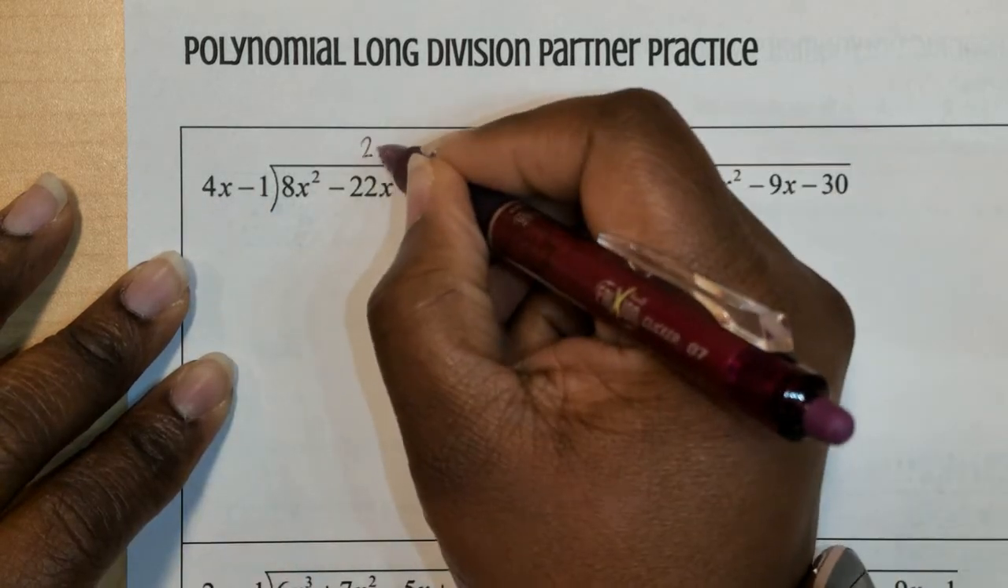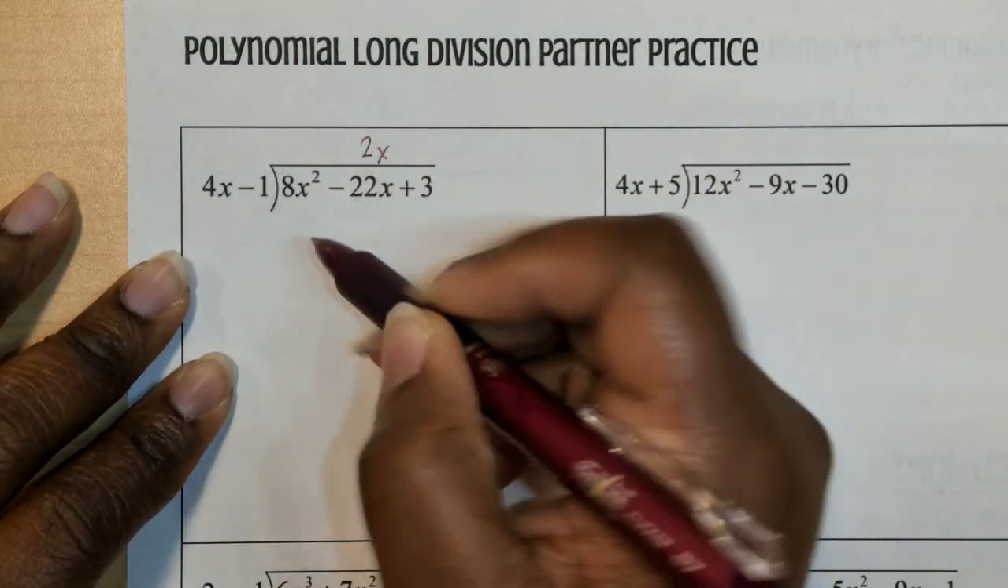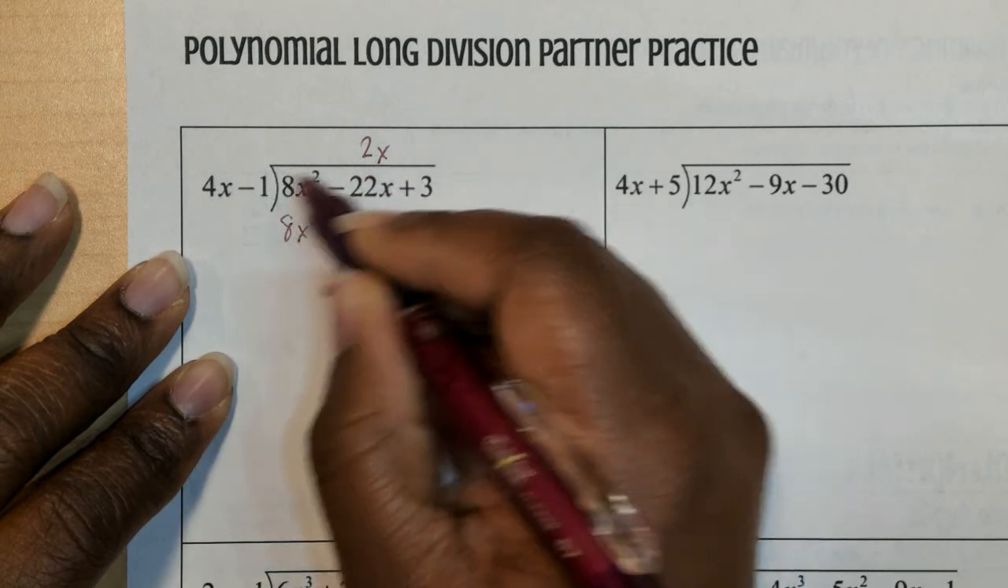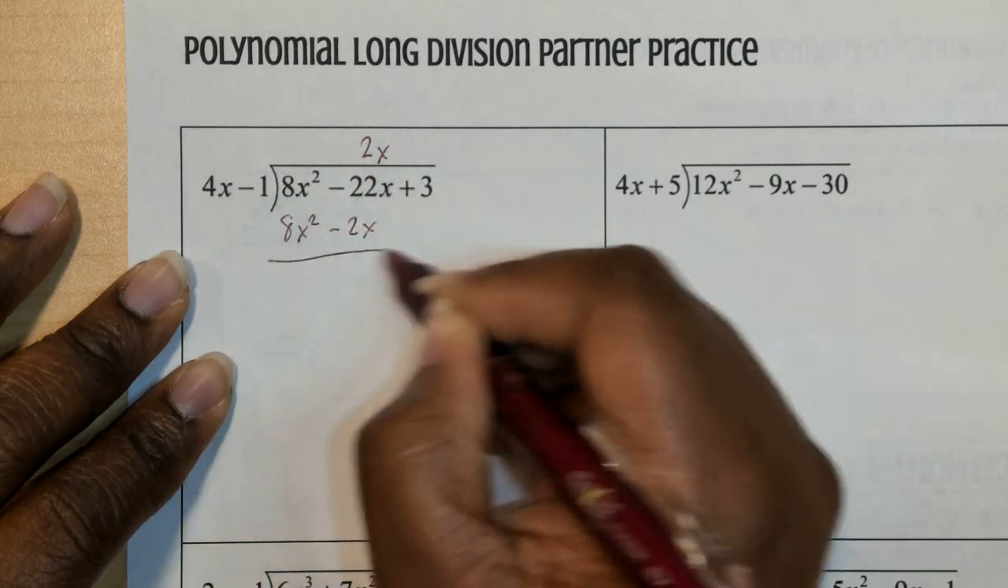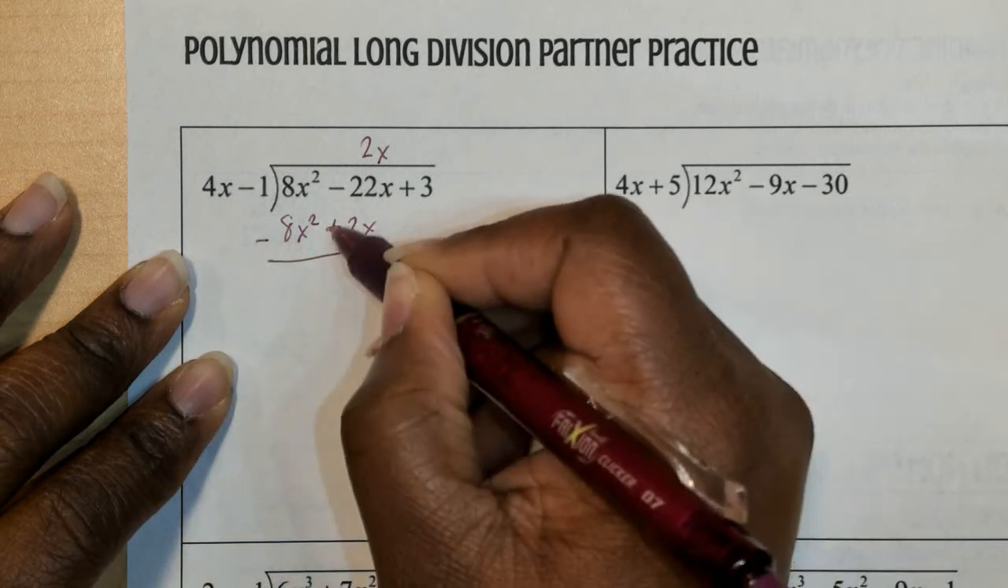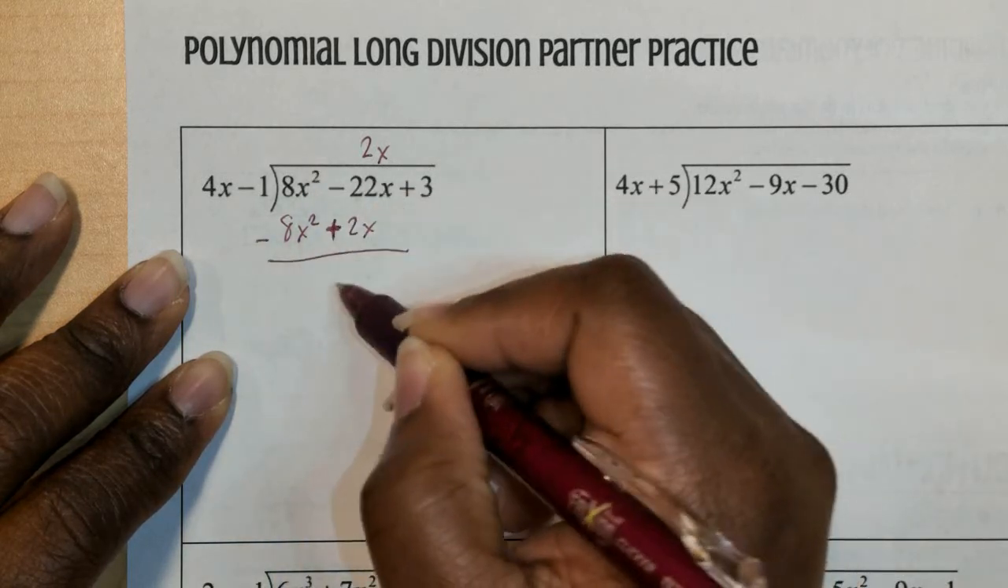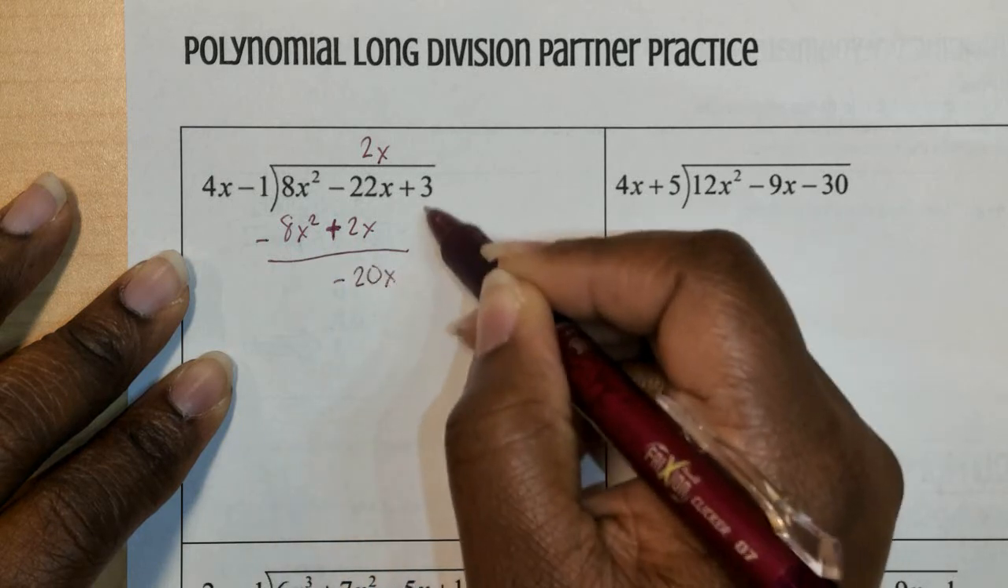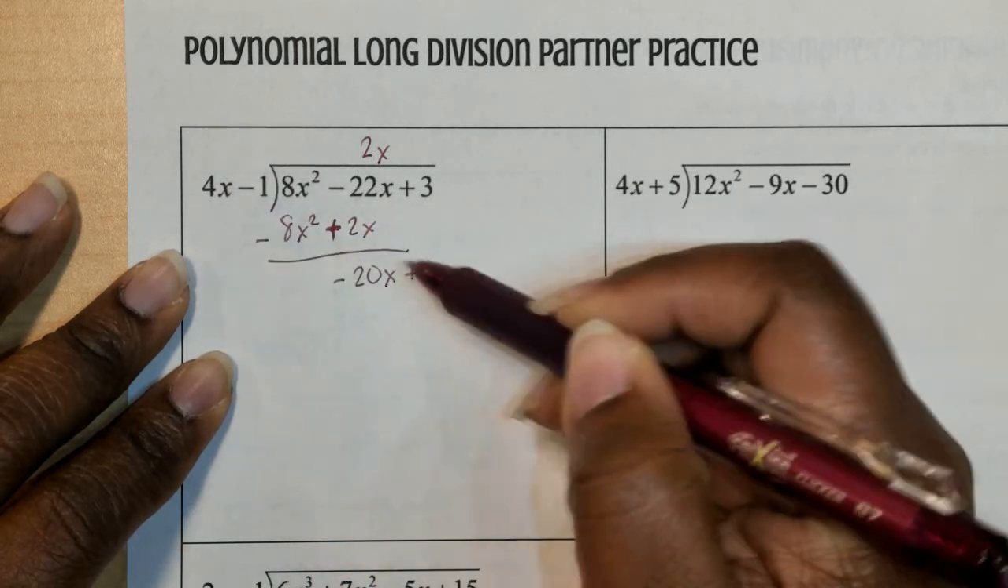So that goes up here. Take that 2x and distribute. You get 8x squared minus 2x, and then you subtract. So this is now minus, this is now plus. And that goes away, and this becomes negative 20x. Bring down the 3. And do it all over again.